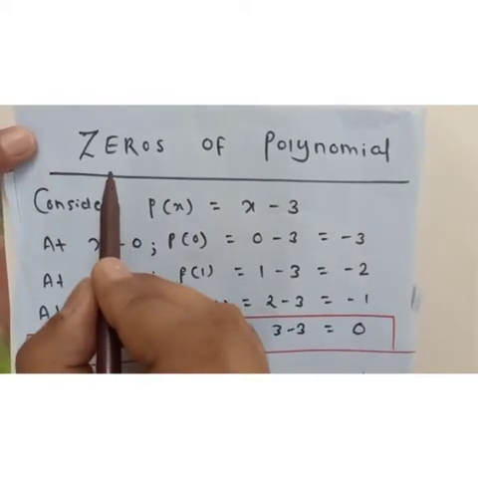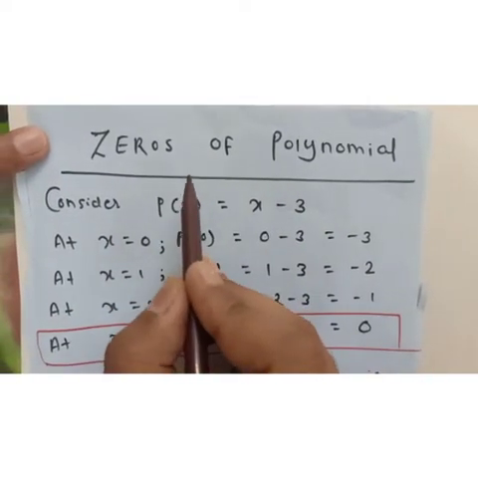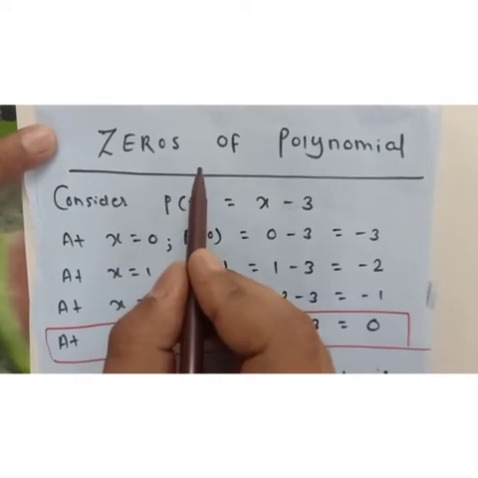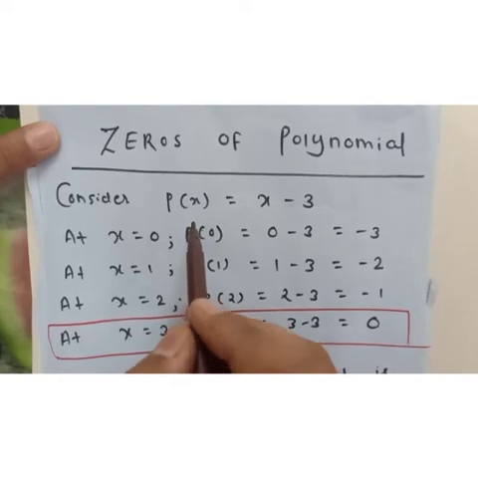So students, this is the topic, that is, the zeros of the polynomial. This is not a new topic for you. You have already studied the zeros of the polynomial in class 9. What is a zero of the polynomial? Let's see with one example.